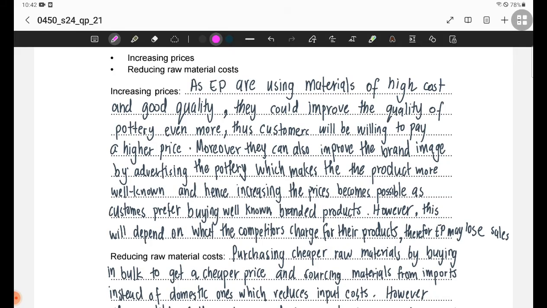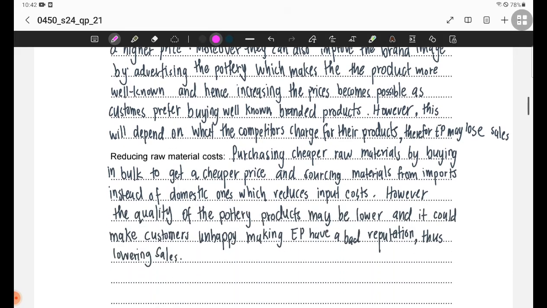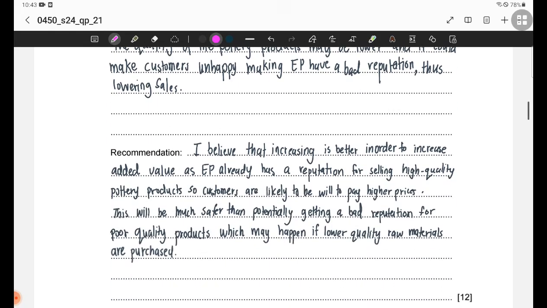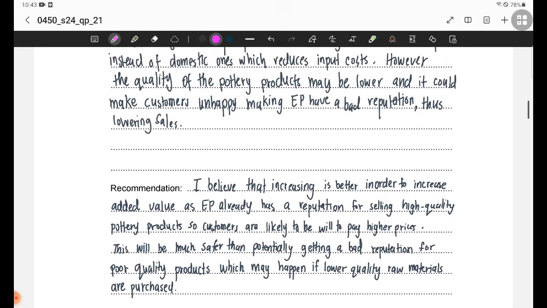Okay, let's look at the second one. The second way is to reduce raw material costs. All right, so this is a possible way. But as you can see here, I am actually going to choose the first way, because why?